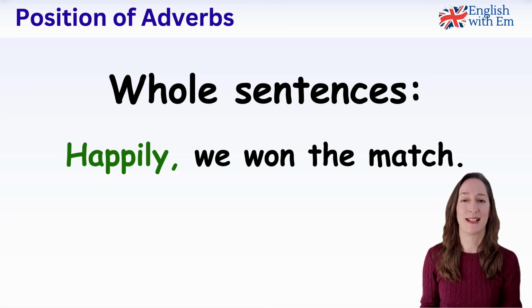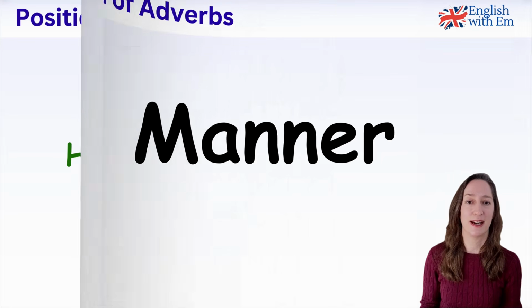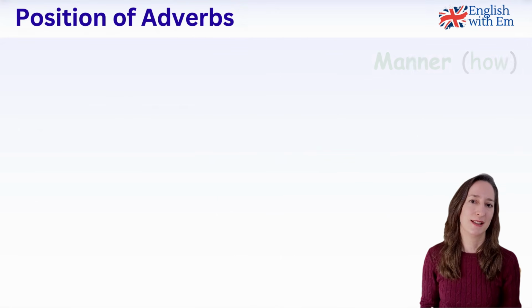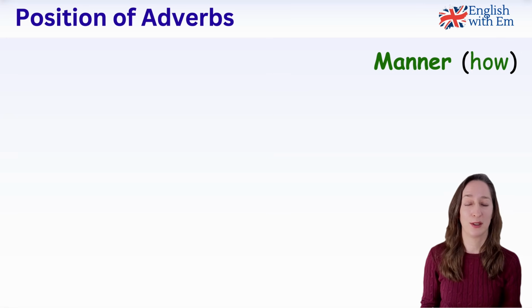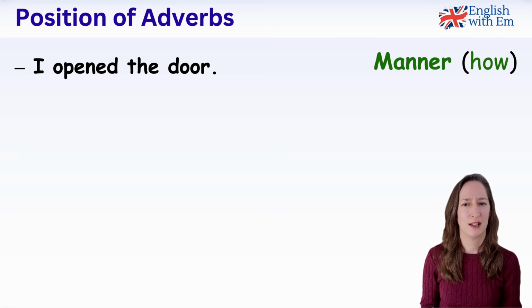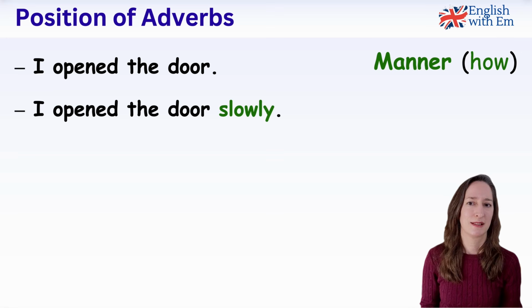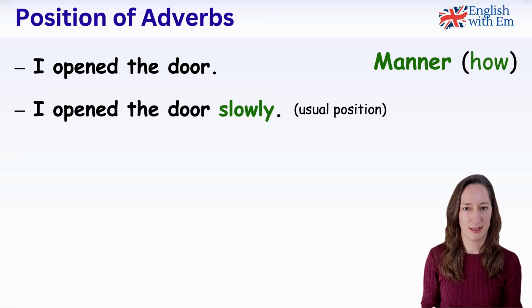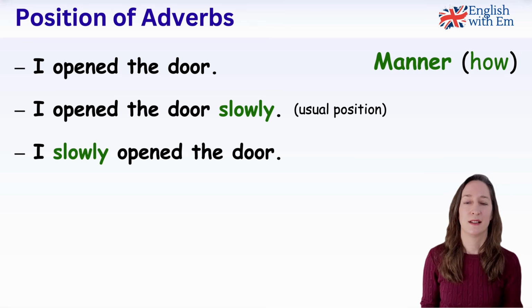Now we're going to take a look at different types of adverb and where they are placed in the sentence, starting with adverbs of manner. These tell us how something was done. I opened the door. How did I open the door? I opened the door slowly. Now, this is the usual position. The adverb goes after the verb. But we can say, I slowly opened the door.